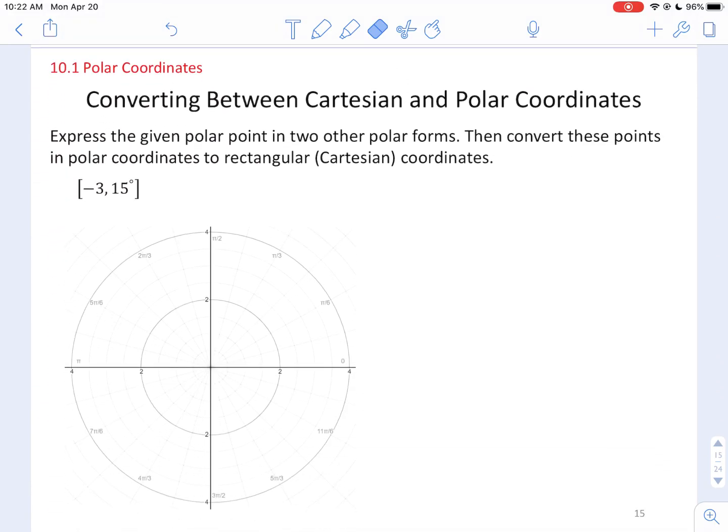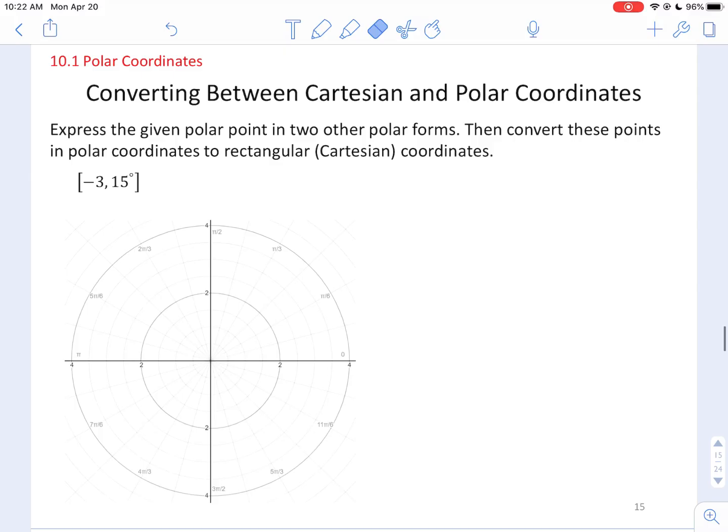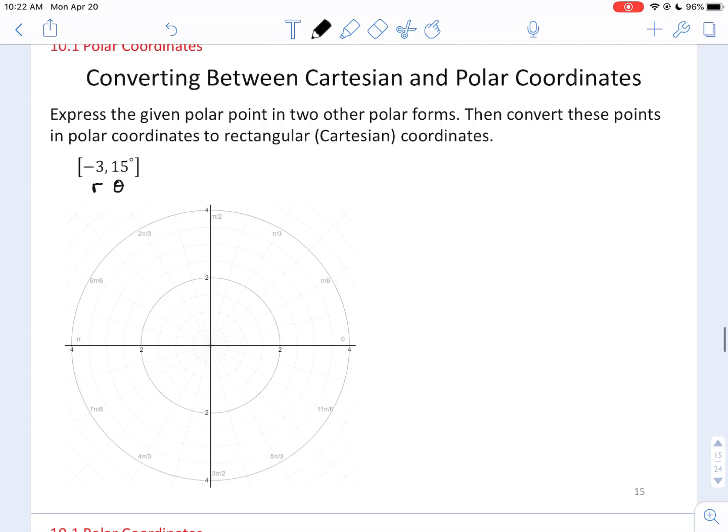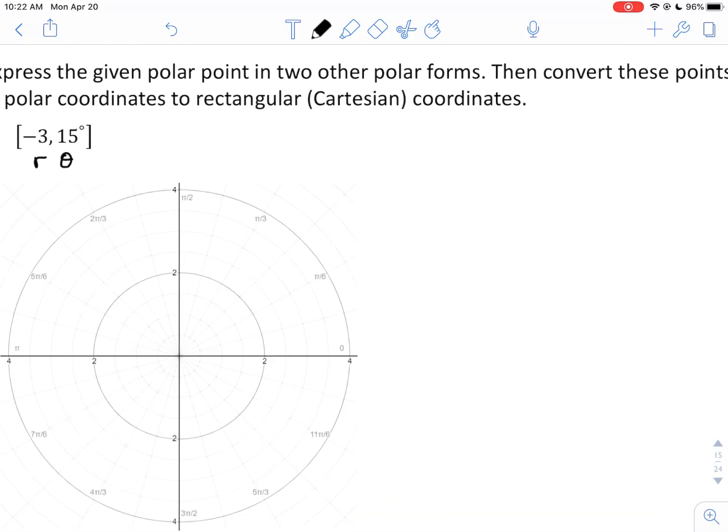Converting between Cartesian and polar coordinates. Here we have a point given in polar coordinates and we're asked to figure out what its Cartesian, which is the rectangular coordinates, will be. We're given r and theta, and we're asked to find what x and y would be. So let's first plot the point and see roughly where it's at, so we know what quadrant to expect our x and y to be.